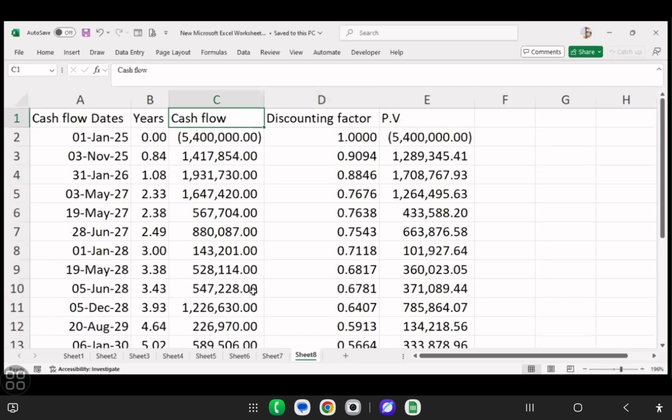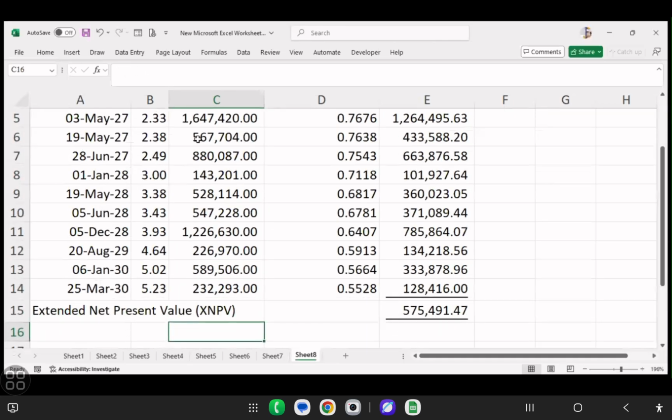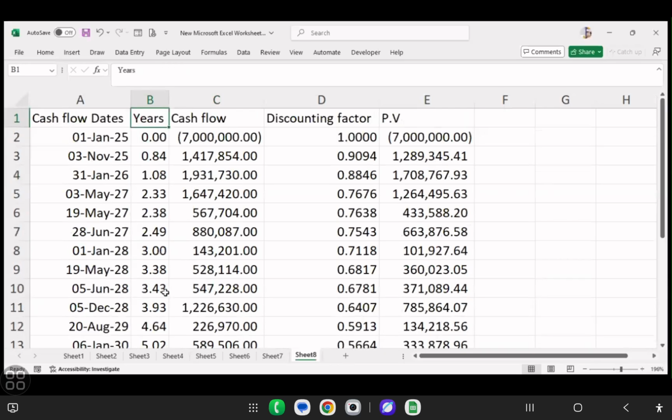Let me change my initial capital here to make it a little bigger. Let me make it 7 million. That one looks reasonable. Now, this is the extended net present value. The difference from the other one is that in the other one, we are assuming that cash flows happen at the end of the year. Under the extended NPV, the cash flows are picked at the exact date that they occurred.